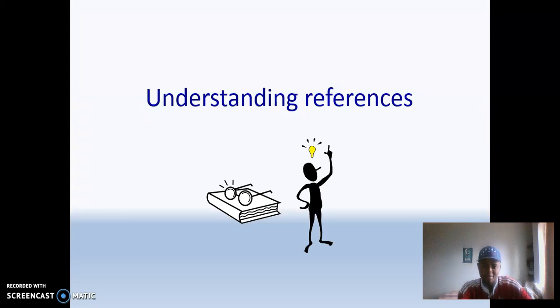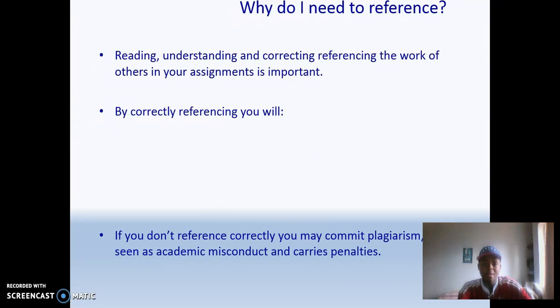So first things first. Referencing. What do you understand by the term referencing? When you're writing an essay, and your lecturer tells you to reference, what exactly is he or she talking about? So why do I need to reference? Maybe that's the first question you ask yourself.